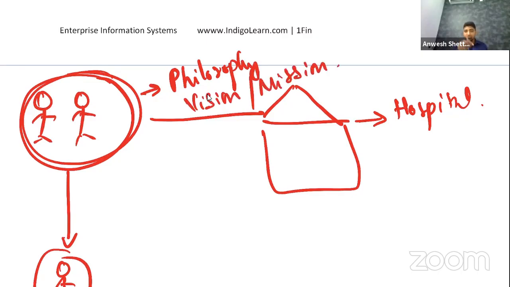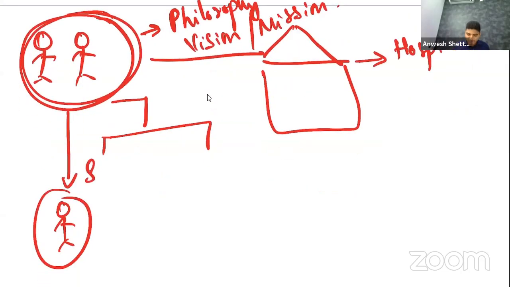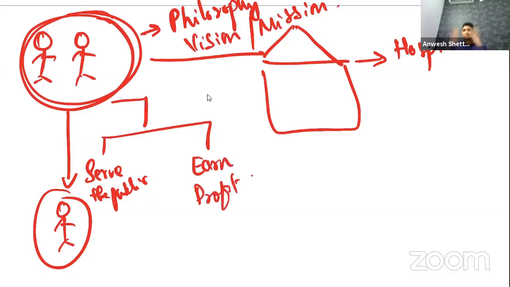For example, these two doctors could have started the hospital for two different reasons. One reason could be to serve the public, more of a charity work. The second reason could be to earn profit, because we know that with a hospital you can earn a huge amount of profit. So there could be two different philosophies. One is for the benefit of the people, another could be for the benefit of doctors. So the consultant will first understand the philosophy of these doctors, meaning the executive management, senior management.